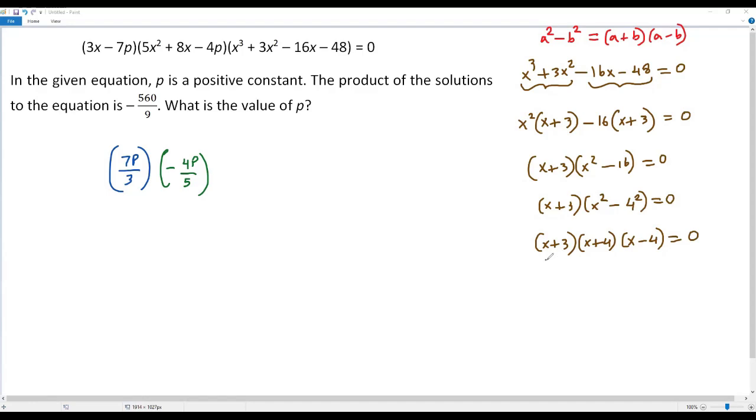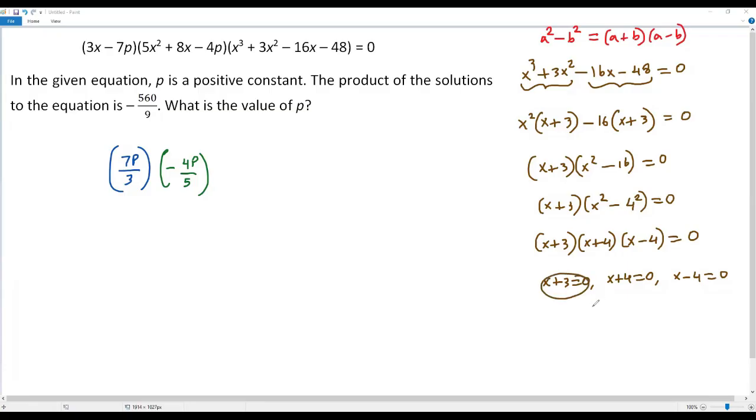Okay, here the product of three binomials equals 0. Since the product of three binomials equals 0, one of them has to be 0. Okay, if the first one is 0, we get x positive 3 equals 0. If the second one is 0, I'm getting x positive 4 equals 0. If the third one is 0, I'm getting x negative 4 equals 0.